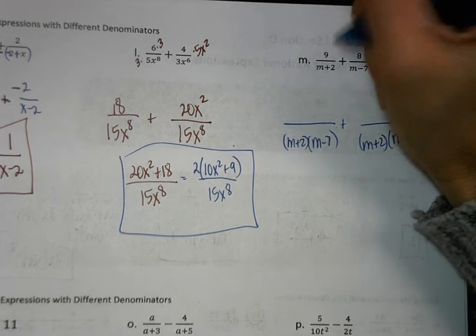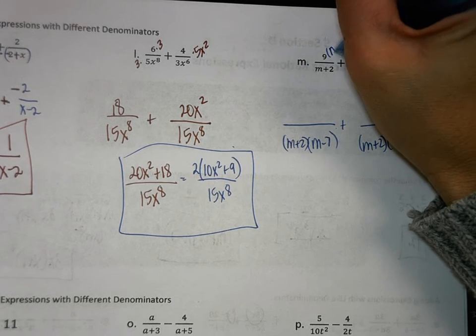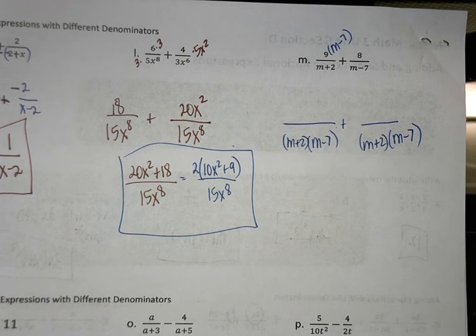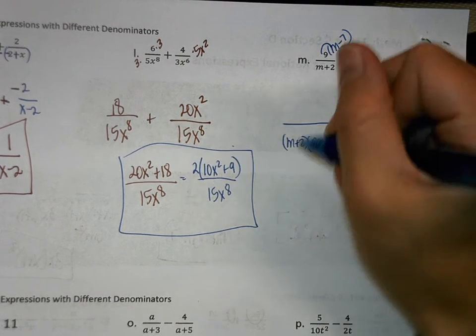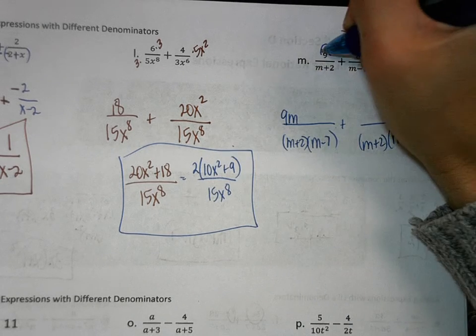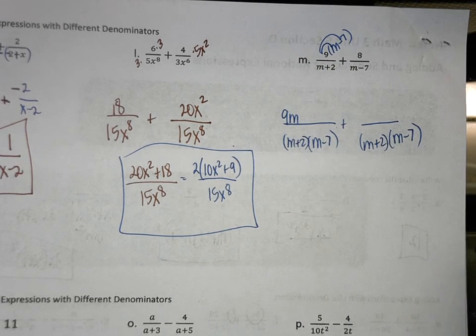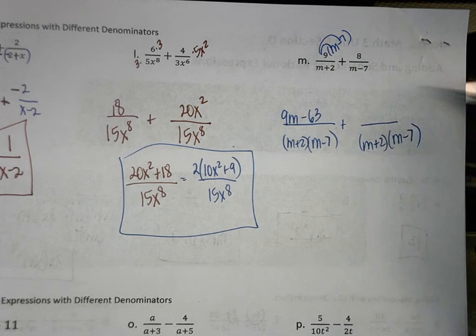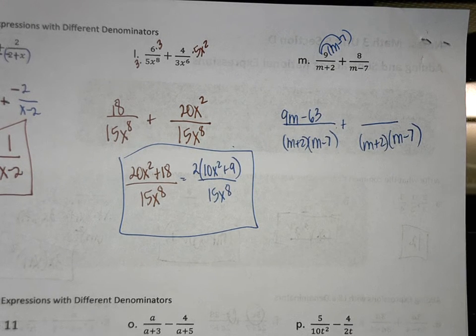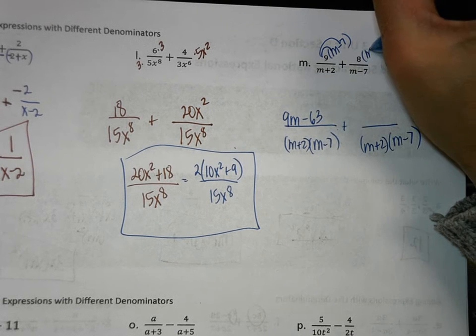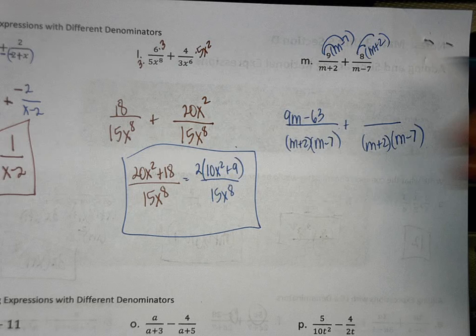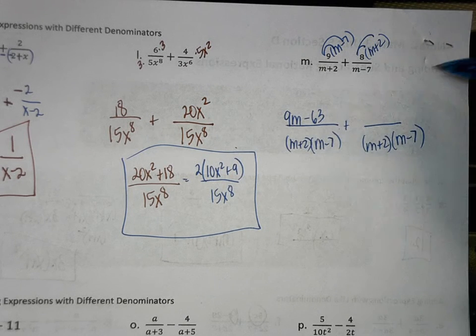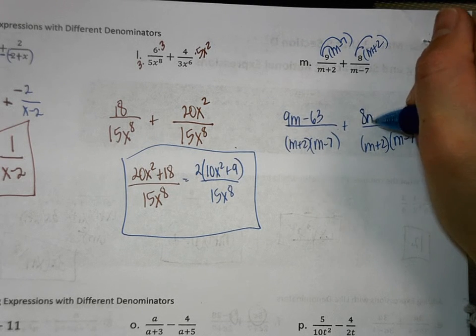Okay, so what is the first fraction missing? So that means I have to multiply 9 times m minus 7. And so you would go ahead and distribute the 9 through there. So 9 times m is 9m, and 9 times negative 7 is negative 63. Okay, what am I missing on the second fraction? Good, so we're going to go 8 times m plus 2. We're going to distribute the 8 through there, and so I get what? 8m plus 16.